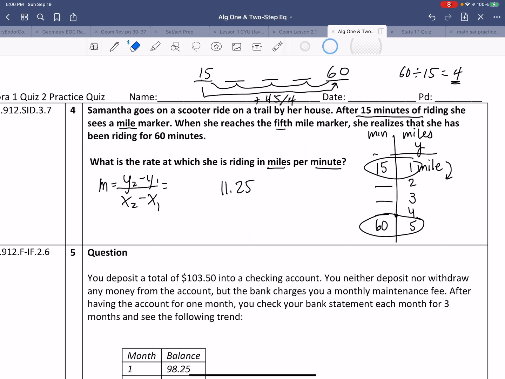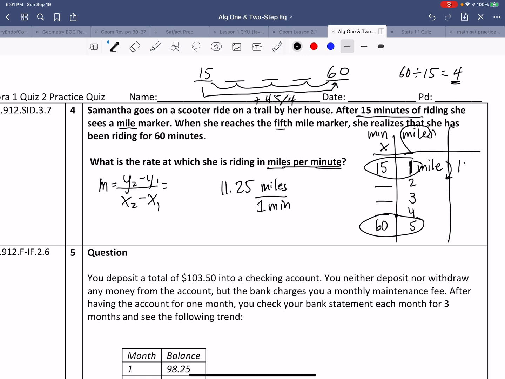So I'm not sure which one is miles, should be x or y, but I noticed that I need my answer to be in miles per 1 minute. That's what miles per minute means. So it looks like I should have made miles the y. So I'm going to switch that. All right, so that actually makes more sense.